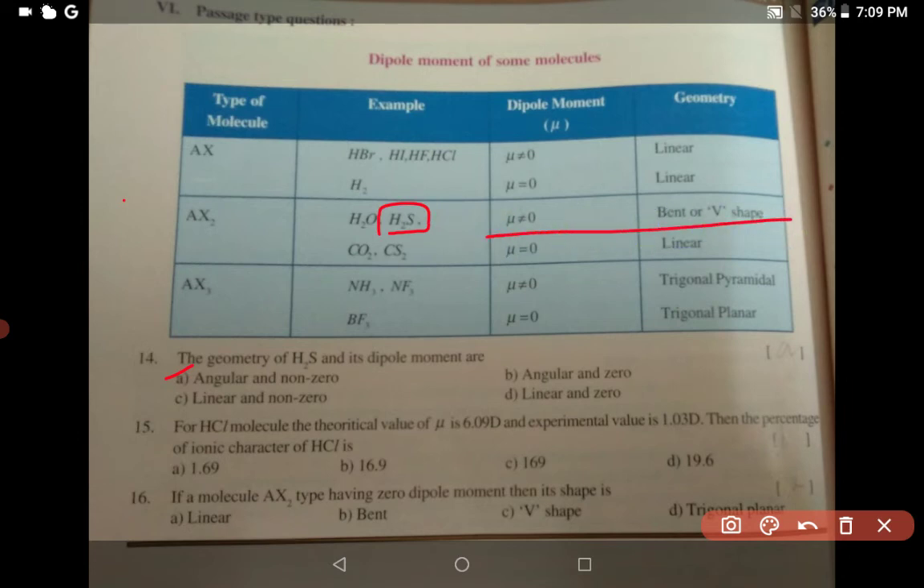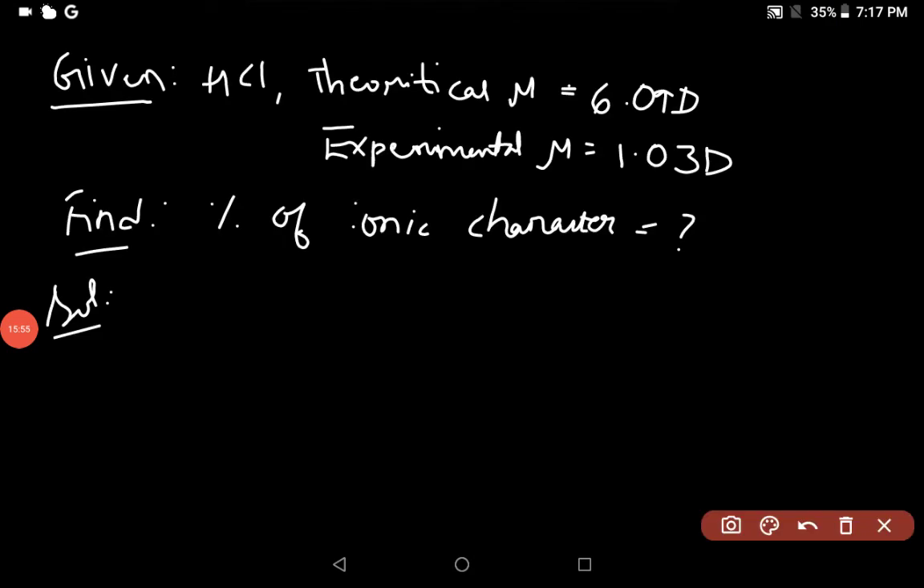This is the answer. Next, for the HCl molecule, the theoretical value of mu is 6.09 D, and the experimental value of mu is 1.03 D. Then the percentage of ionic character of HCl is? So I will do this. As I told, I'll be solving question number 15. This is on the screen. I have written the given data and what we have to find. Let's look at the solution now.